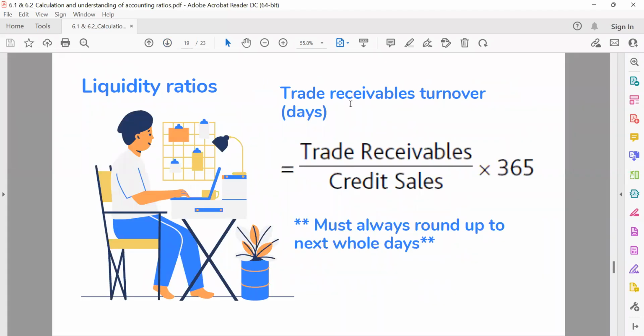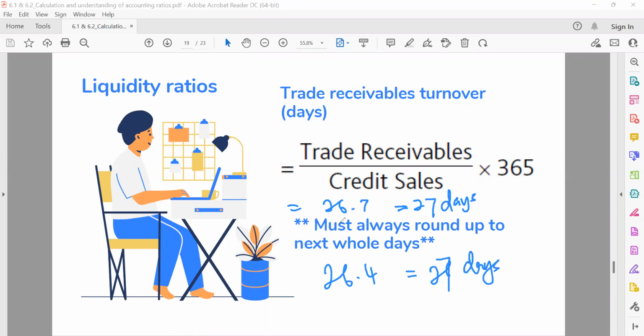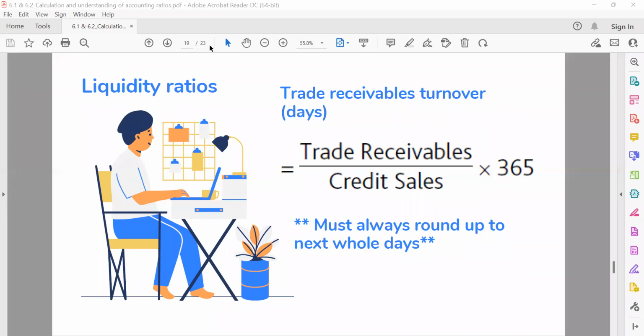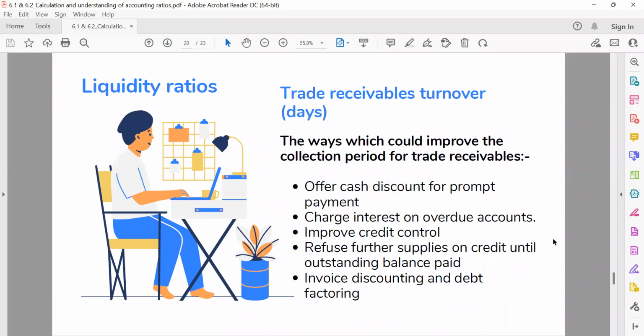Okay. Trade receivable turnover is trade receivable over the credit sales times 365 days. Take note that when you get the answer in decimals, let's say you get 26.7 days, you must round up to 27 days. If you have 26.4, you must also round up to 27 days. That is something you need to take note of about trade receivable. This shows, for example, that your customers on average take 27 days to pay you, or you collect your customers' money within an average of 27 days.